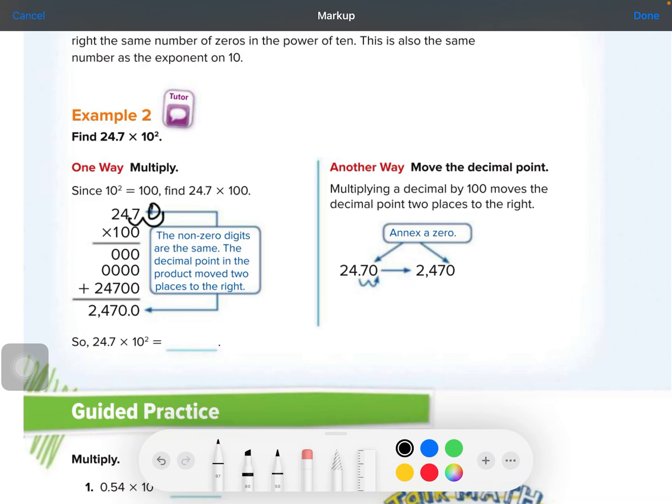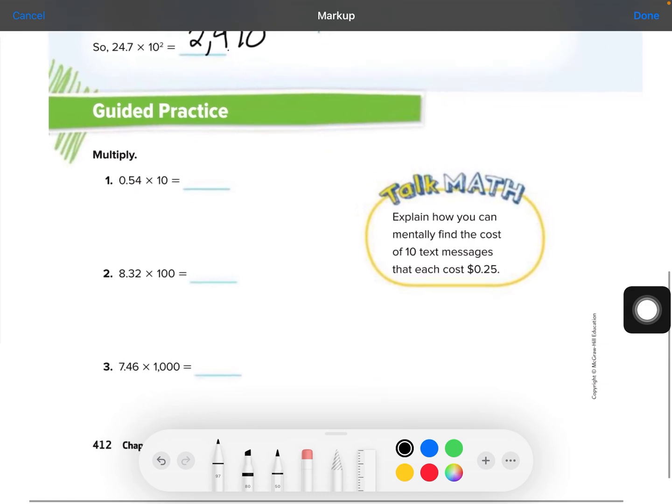Two spots to the right. So then our final answer is going to be 2,470. So yes, you could multiply it all out and have all this work to keep track of, or you can just do the powers of 10 trick and move the decimal 2 spots to the right. Remember, if you're multiplying by 10, you go to the right. And here they show you that exactly. They say annex a 0. That pretty much means just add a placeholder 0.